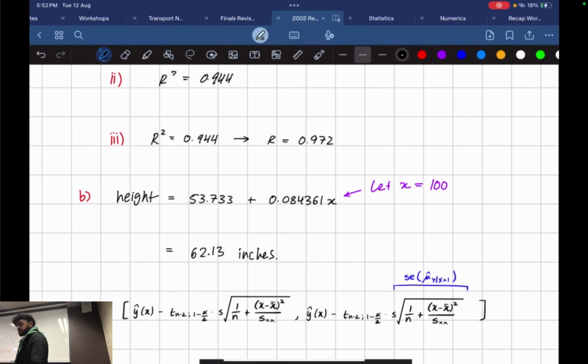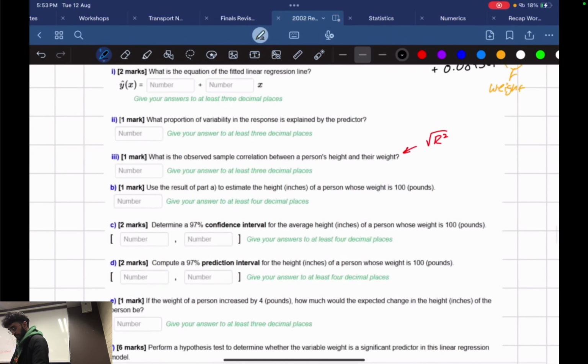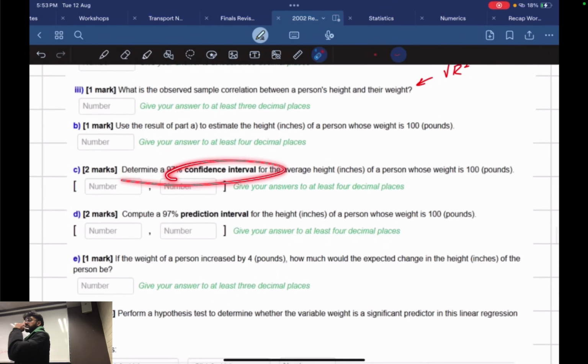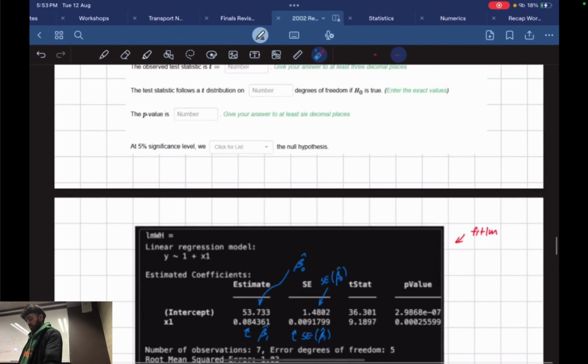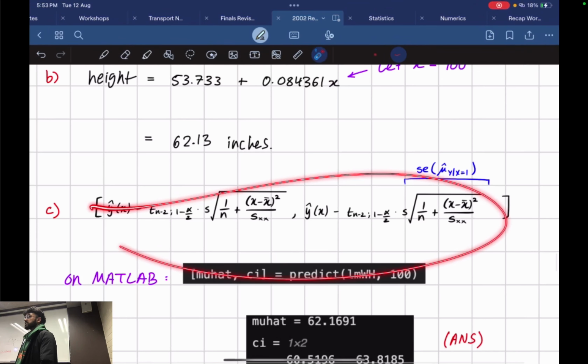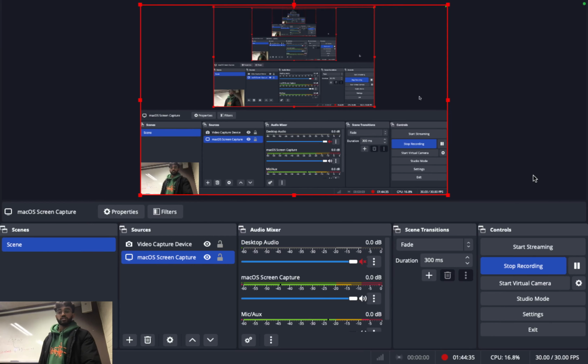Okay, let's take a look at part C. Part C is asking us to find the confidence interval. There are two types of intervals that we're going to look at for regression analysis: something called a confidence interval and something called a prediction interval. For the confidence interval, I'll show you the code for it. You can do it by hand, good luck, but I'll also show you the code.